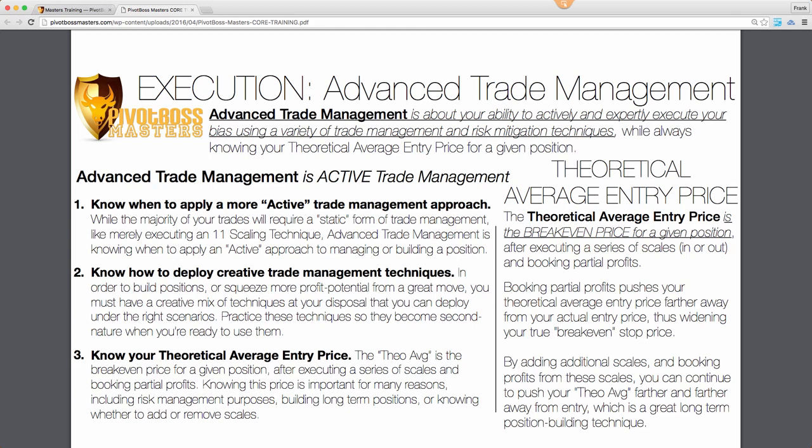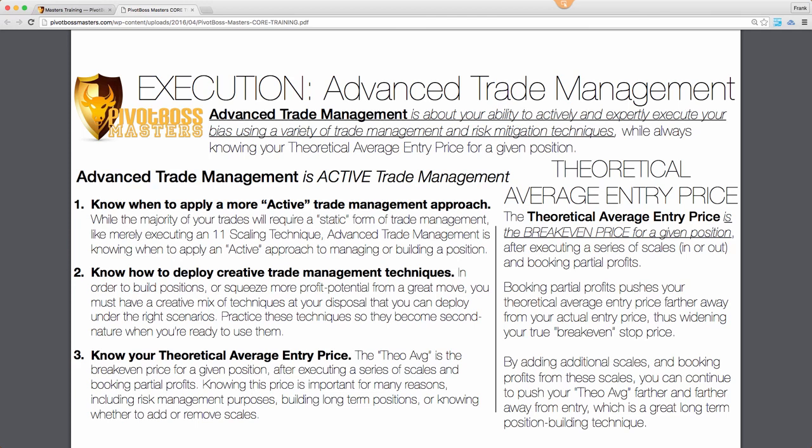So number two, know how to deploy creative trade management techniques. In order to build positions or squeeze more profit potential from a great move, you must have a creative mix of techniques at your disposal so that you can deploy these techniques under the right scenarios. Practice these techniques so they become second nature when you're ready to use them.